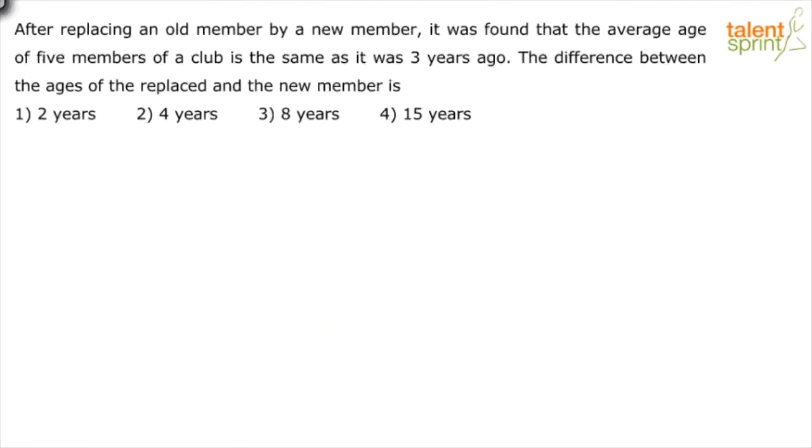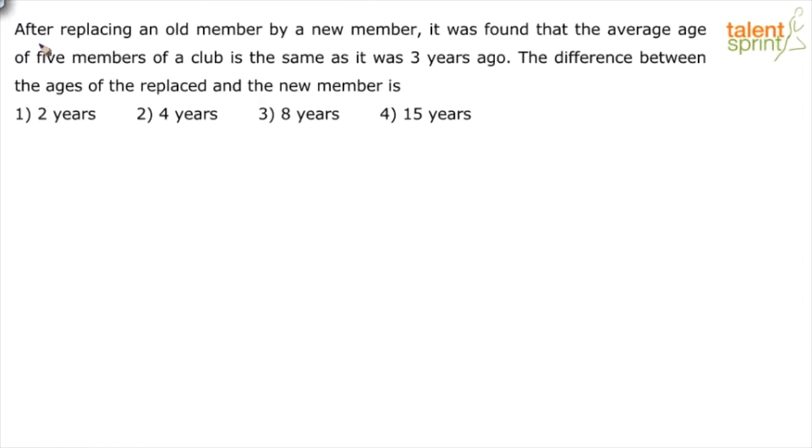Next one. Now this is on averages, right? The question here is on average. Try this out. After replacing an old member by a new member, it was found that the average age of 5 members of a club is the same as it was 3 years ago. The difference between the ages of the replaced and the new member is. Alright, so 15 years is what I see as the answer marked by most of you.